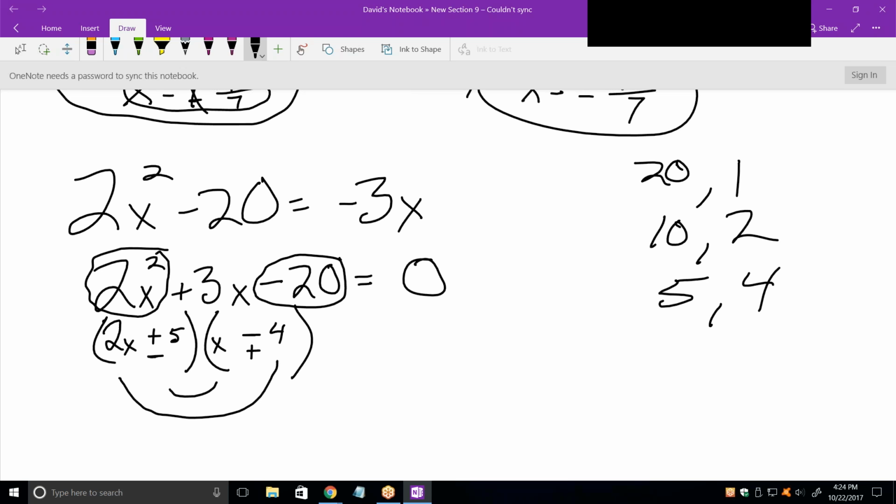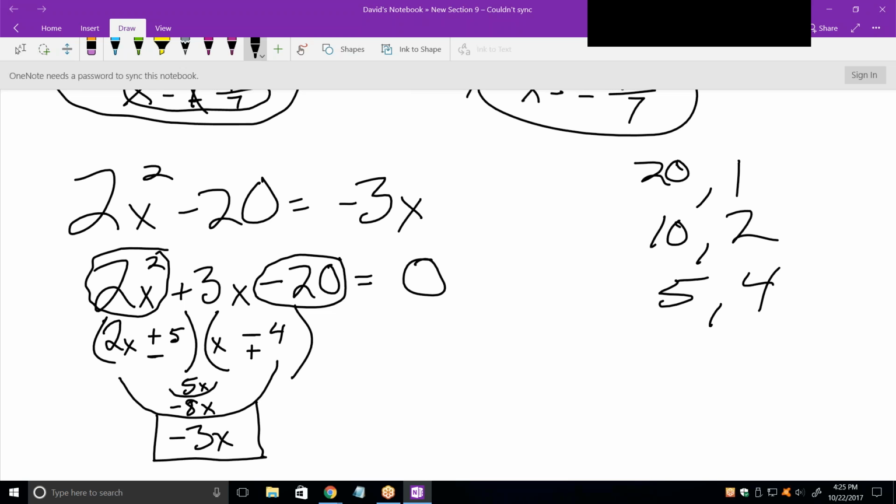Well, what's the inside? The inside would be 5x. What's the outside give you? The outside would be negative 6x. Or just multiplying. Negative 8? Negative 8. Negative 4 times 2 is negative 8. Now, when you add those 2 together, you get minus 3x. So that's not the correct answer.